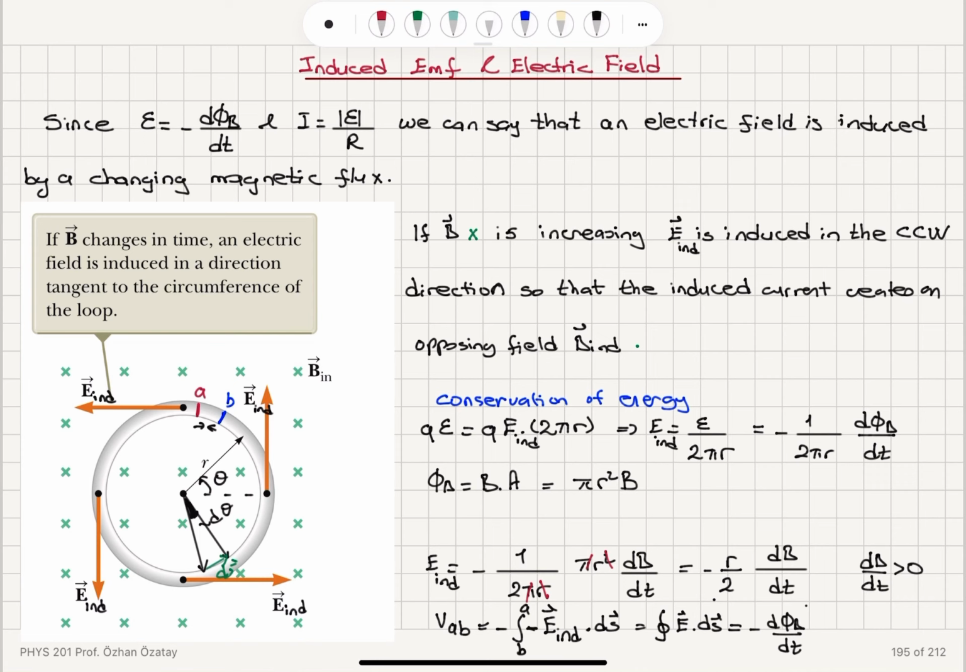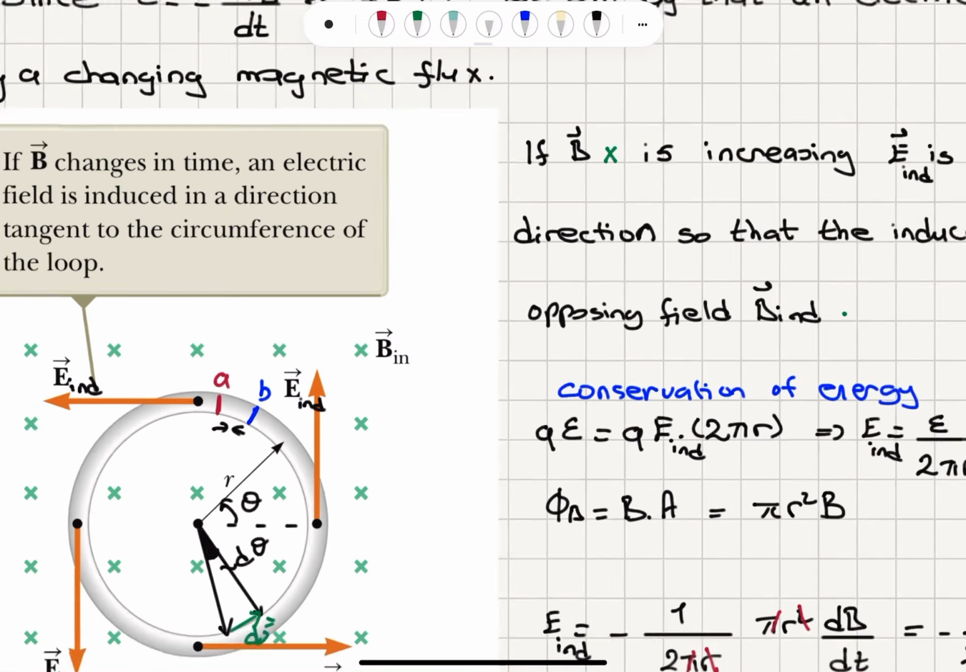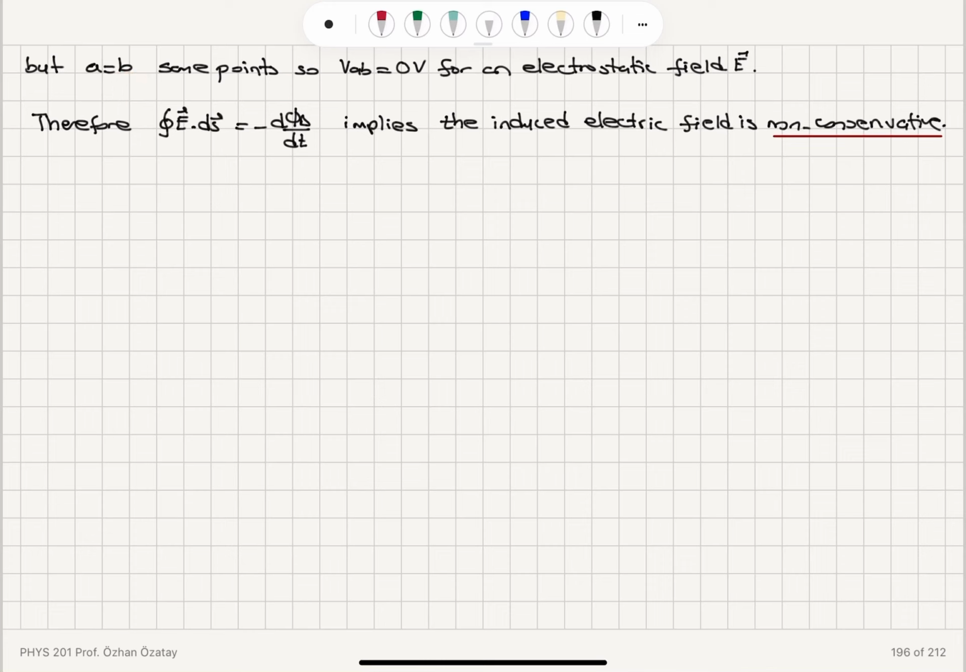And this is telling us that since the flux into the page is increasing, VA minus VB is negative, which means A is at a lower potential. And indeed, the induced electric field points from high potential to low potential in the counterclockwise direction. But A and B are the same points on this conductor, which means the potential difference should be 0 volts for an electrostatic field E.